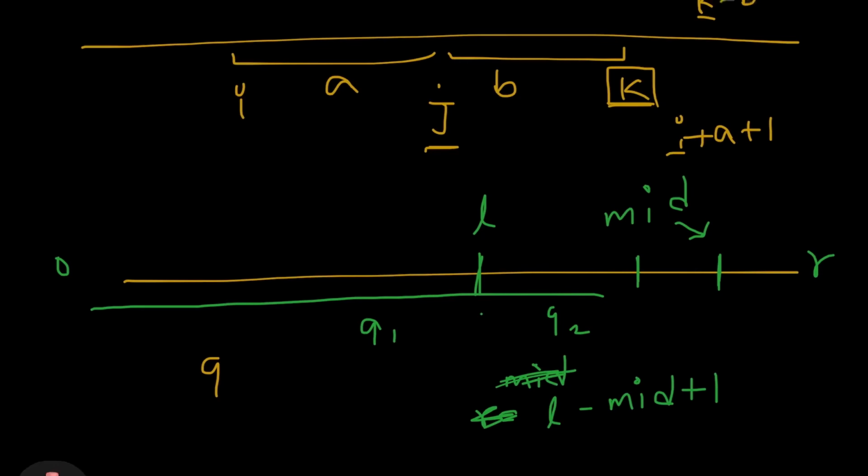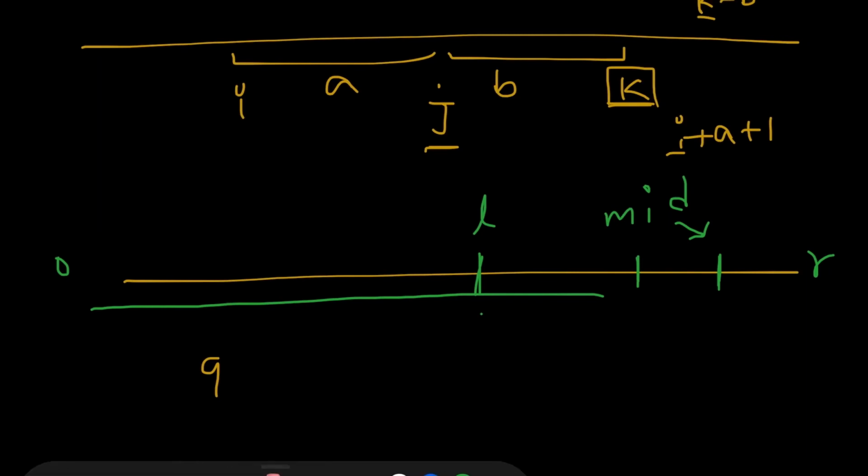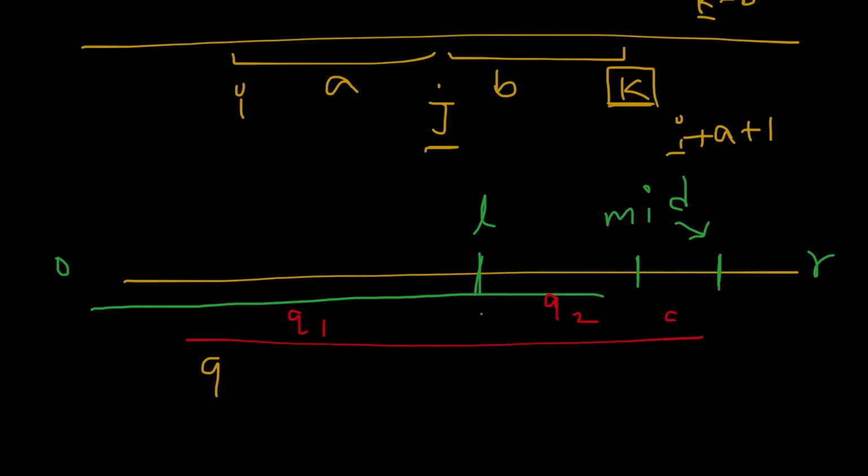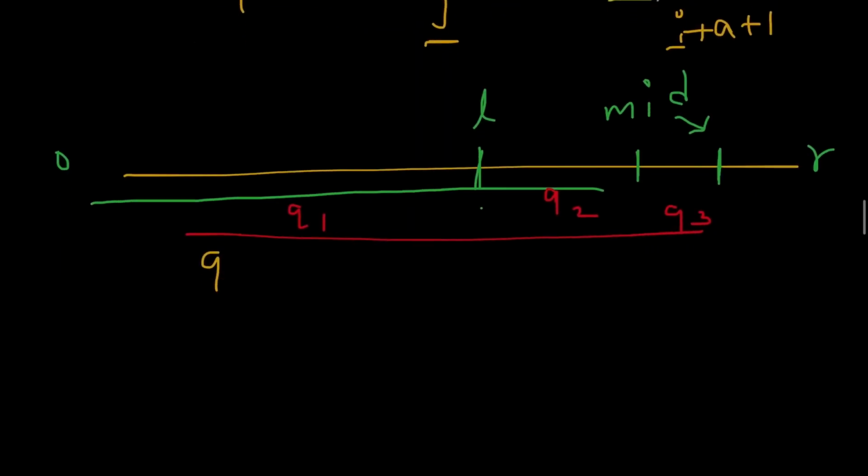Wait, let me erase this. Let's say it was Q1 for this part, it was Q2, and now up to this, the whole thing is Q3. Now let's say Q3 is equal to Q. So what does this mean? That means either K will lie here at mid or K will lie somewhere in between this part. So in this case, I will change R equal to mid.